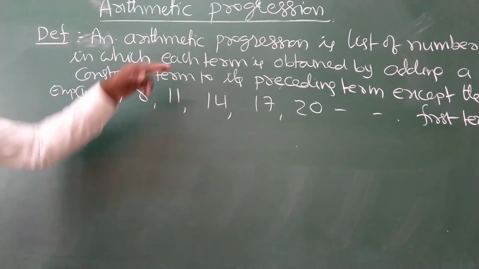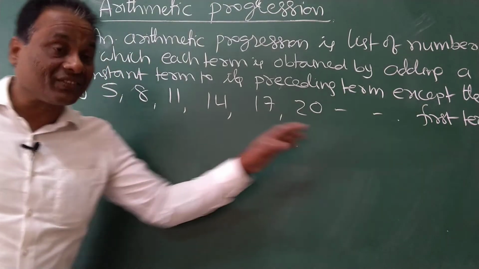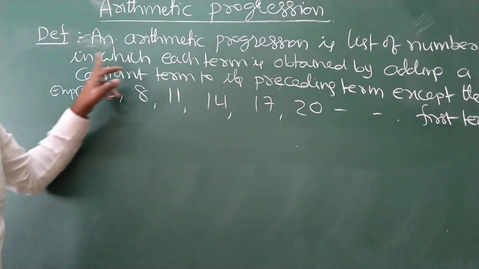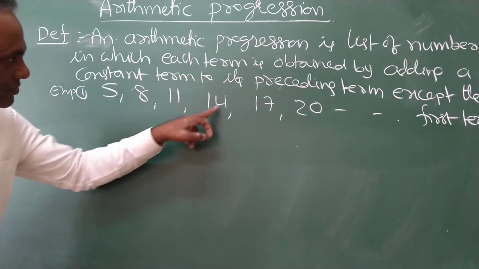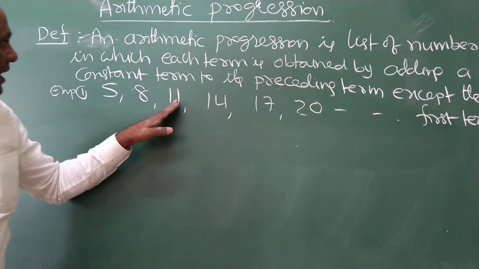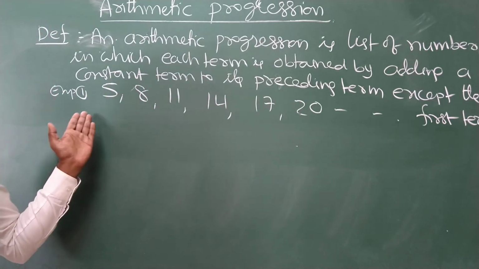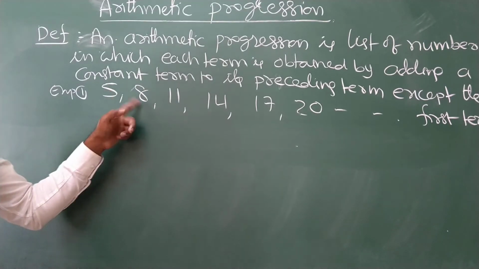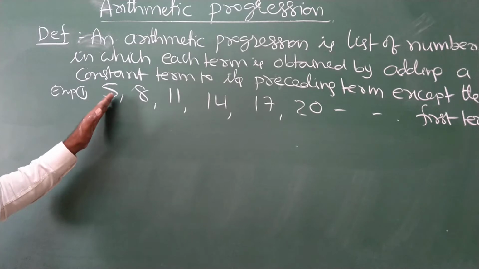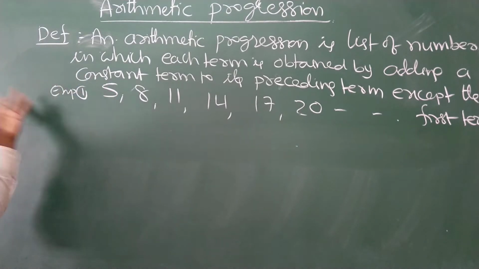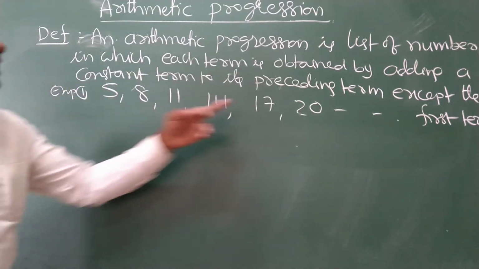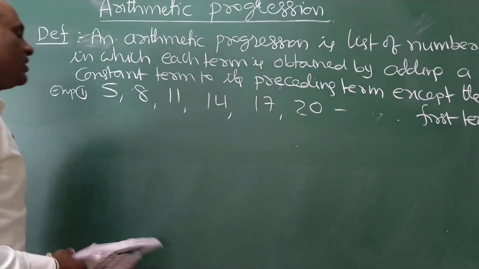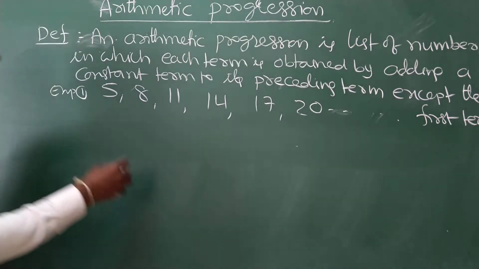An arithmetic progression is a list of numbers, set of numbers, series of numbers in which each term is obtained by adding a constant term to its preceding term, the before term. Something is added, except to the first term. Right. Write this example and another example.